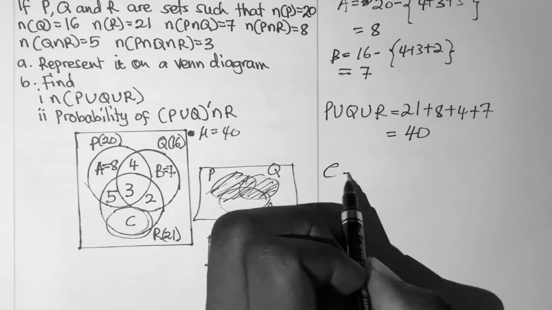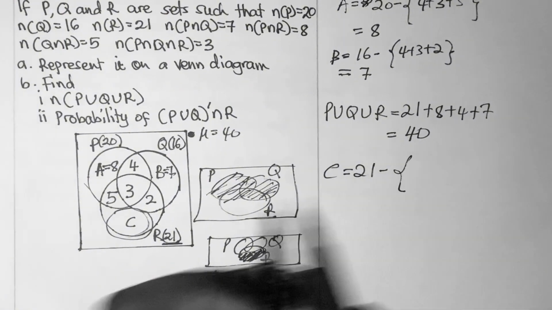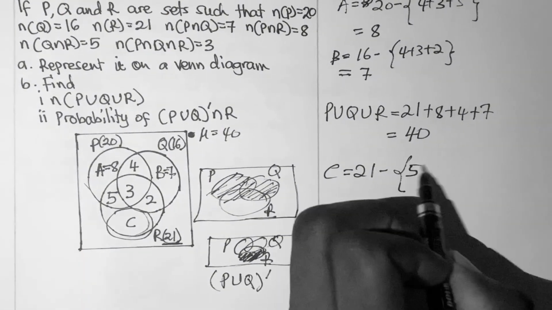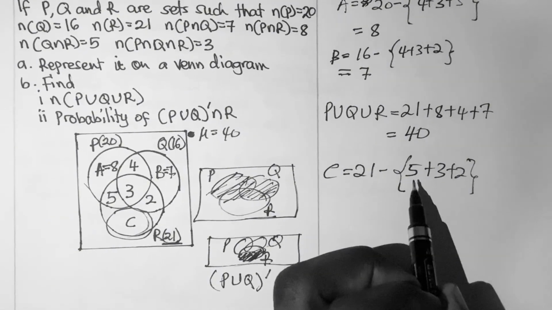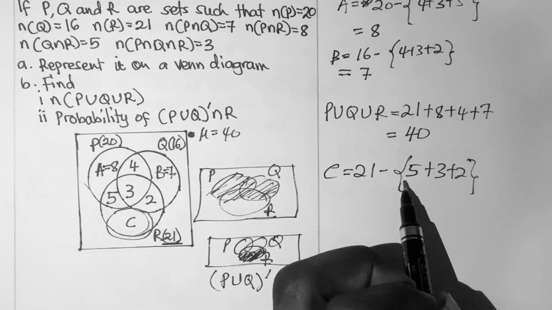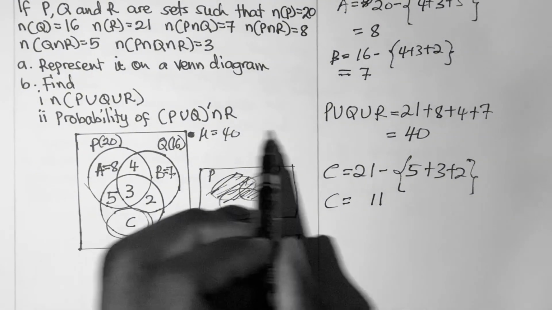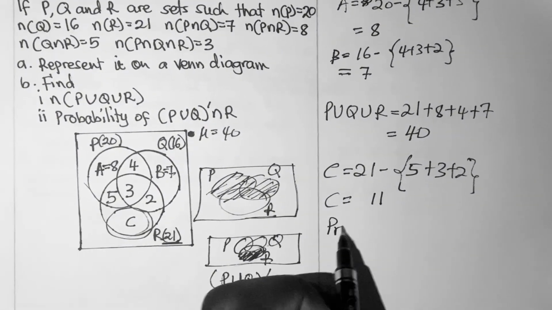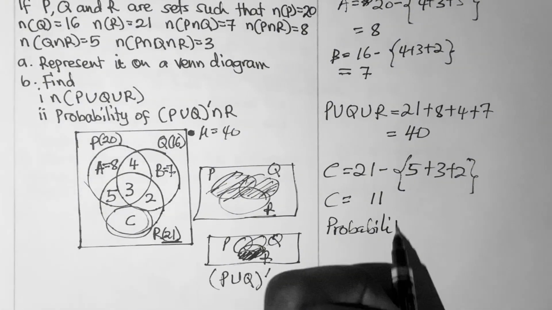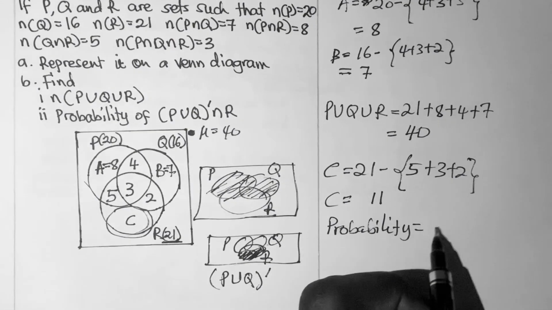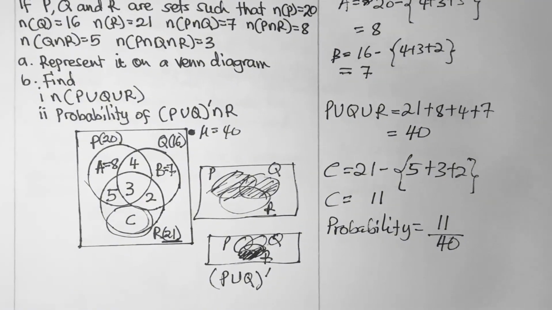So what is C? C is equal to, now all of that region is 21. So 21 minus into bracket 5 plus 3 plus 2. Now 3 plus 2 is 5. 5 plus 5 is 10. 21 minus 10 is 11. So C is equal to 11. But since it's talking about a probability, it means that we must take the 11 and divide by the total. So the probability is equal to 11 divided by the universal set, which is what? 40. So that is the probability.